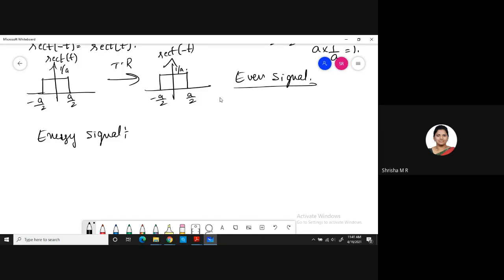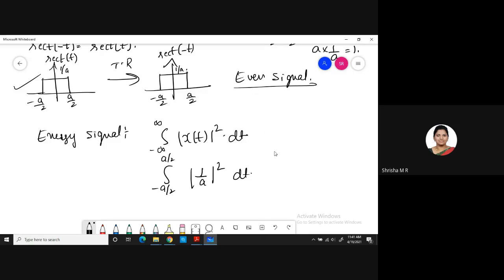Could you calculate and tell me what is the energy of this signal? Minus infinity to infinity, modulus of x of t squared into dt. So it is existing from minus a by 2 to plus a by 2 with amplitude 1 by a. So solve and tell me what you get.